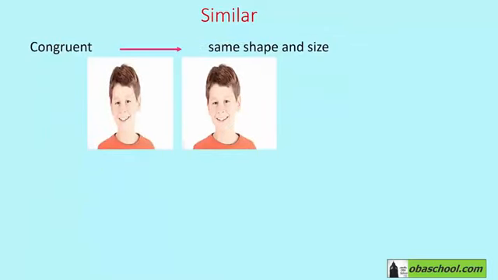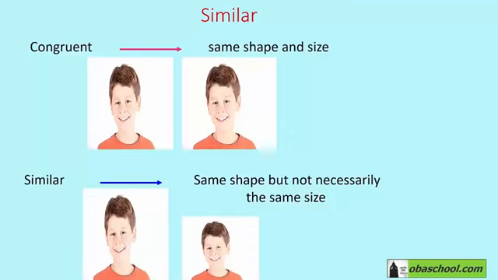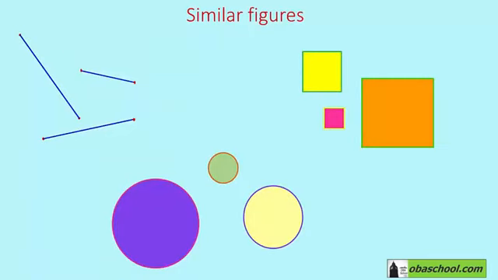So, what is the difference between congruent and similar? Congruent means same shape and same size. These two pictures are congruent, while similar means same shape but not necessarily the same size. So I'm going to give you an example of the same picture but not the same size of the same exact child. These are similar and the above are congruent. So you should by now know the difference between congruent and similar.